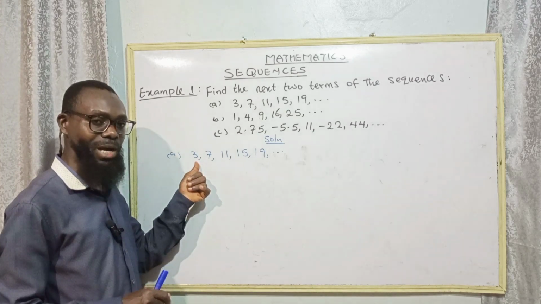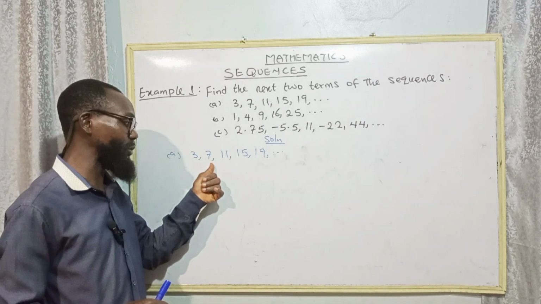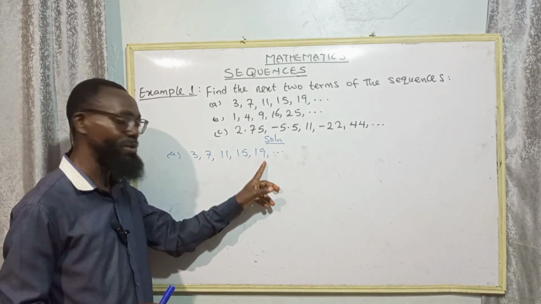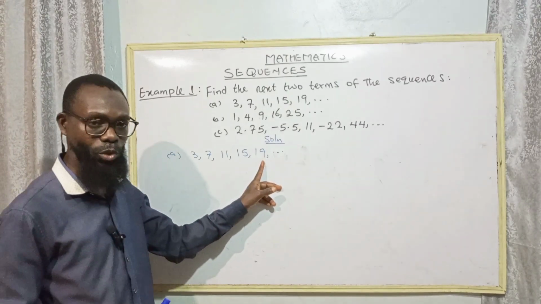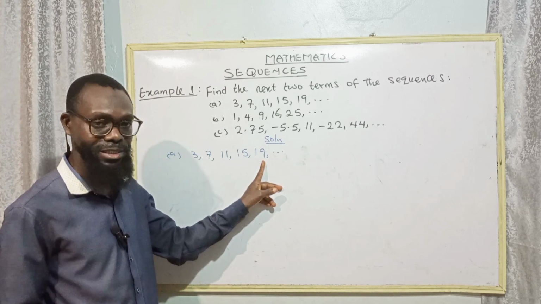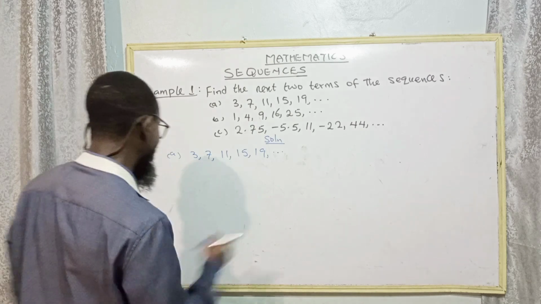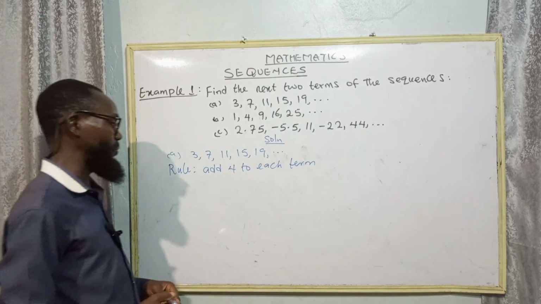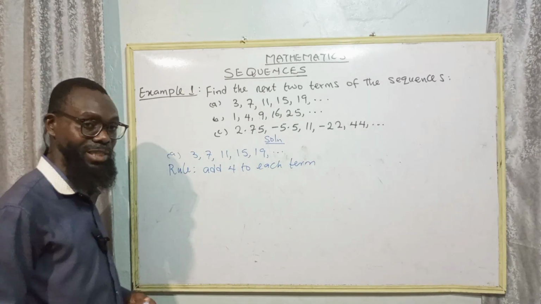This is the first term, add 4 to it. Second term, add 4 to it. The fifth term as well, we add 4 to it to get the sixth term, and add 4 to the sixth term to get the seventh term. So the rule that guides this is: add 4 to each term.